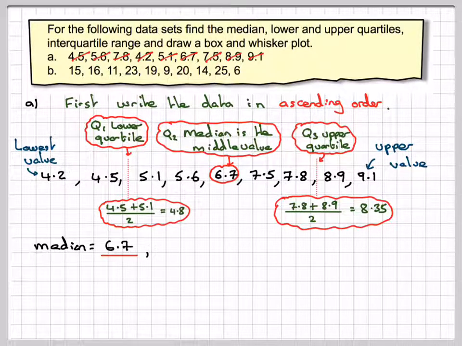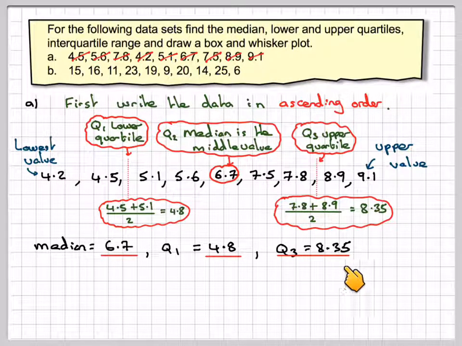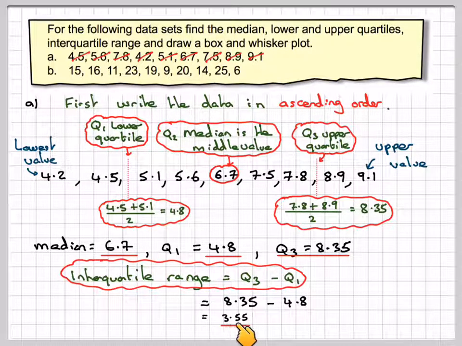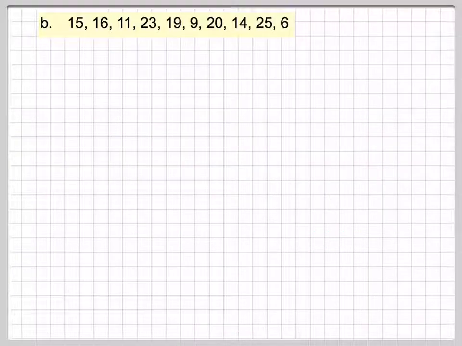So the median will be 6.7, Q1 the lower quartile 4.8, the upper quartile 8.35. The interquartile range is the upper quartile minus the lower quartile, which is 8.35 minus 4.8, which is 3.55. Doing the same for the other set of data.